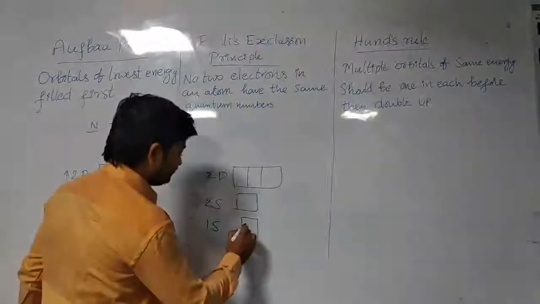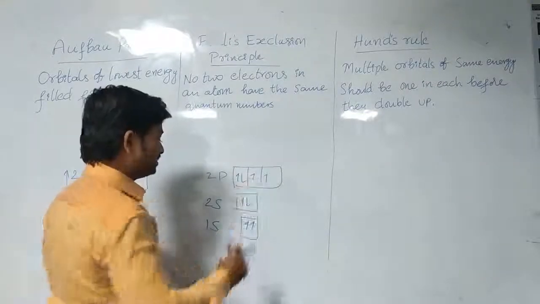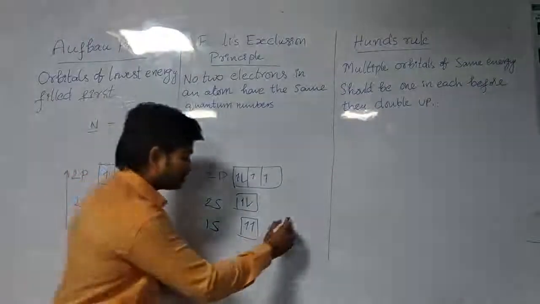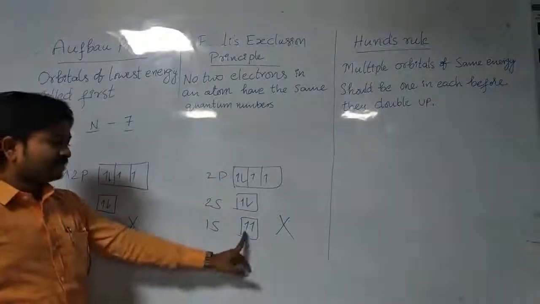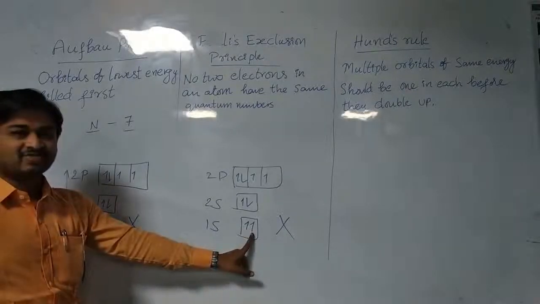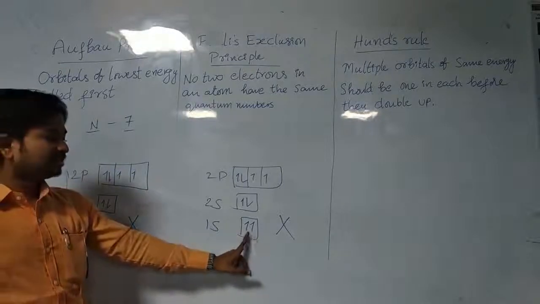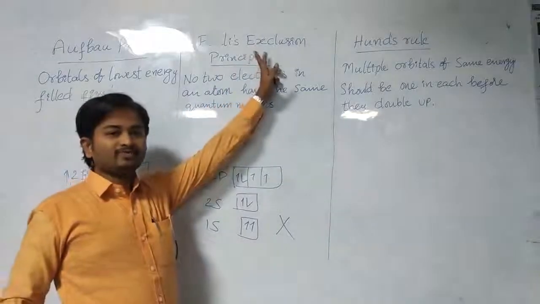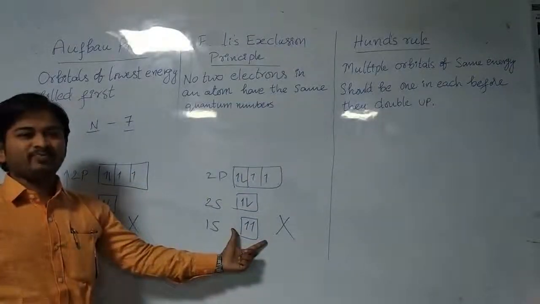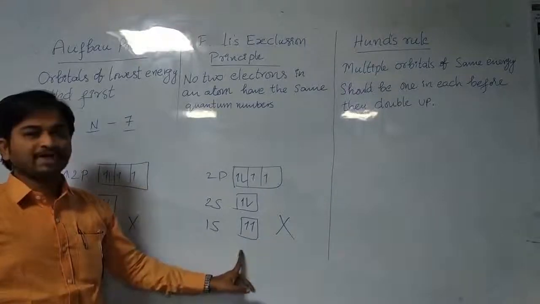For example, if I fill like this, does this obey the rule? No. Why will it not obey this rule? Because here this orbital has both electrons of the same spin. It should not be like this. So this type of filling never obeys it. The principle excludes filling the same spin electrons in an orbital. So we should not do like this.